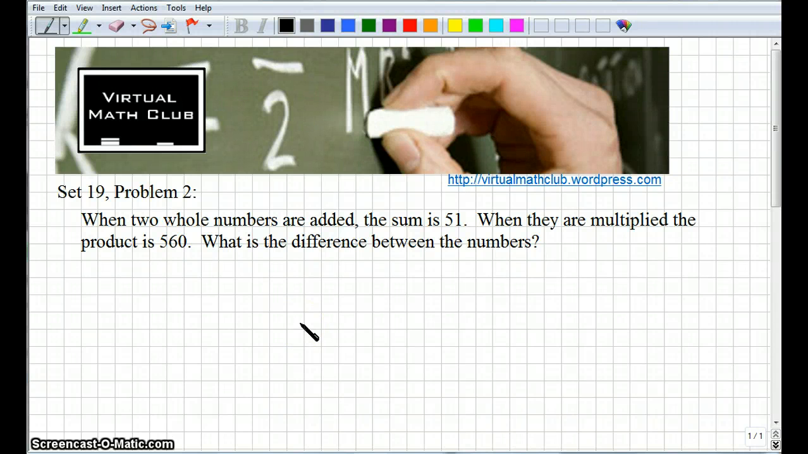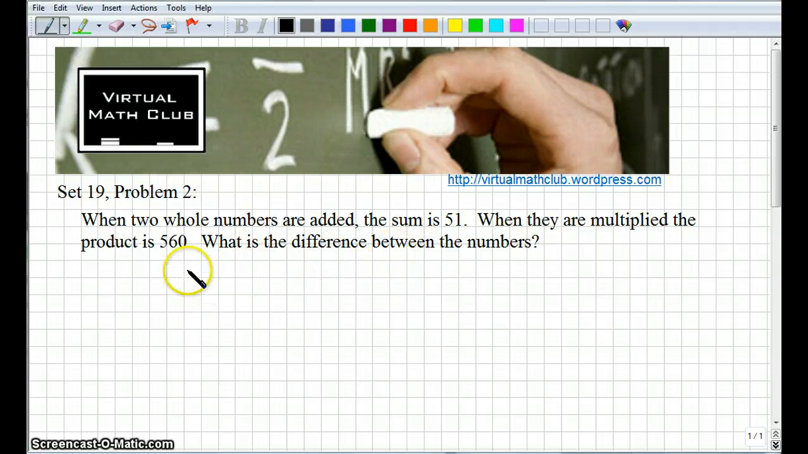Alright, problem number 2. When two whole numbers are added, their sum is 51, and when they are multiplied, their product is 560. What is the difference between the two numbers? Alright, well, let's assign some variables here, because I think it would be helpful to turn these statements into equations.